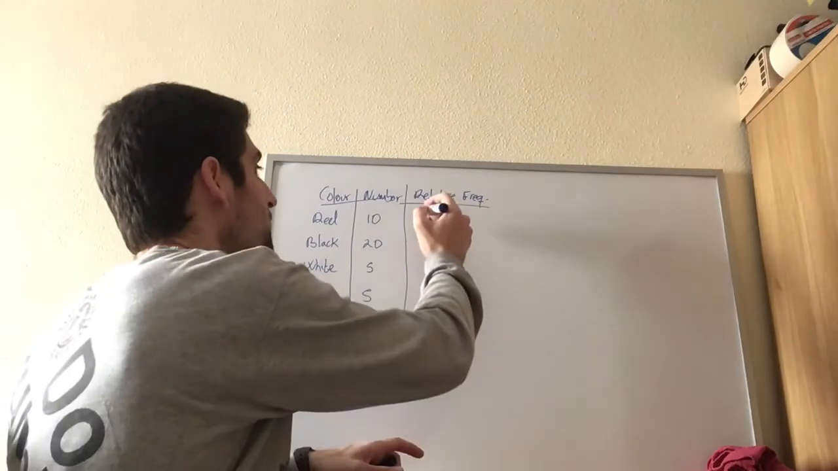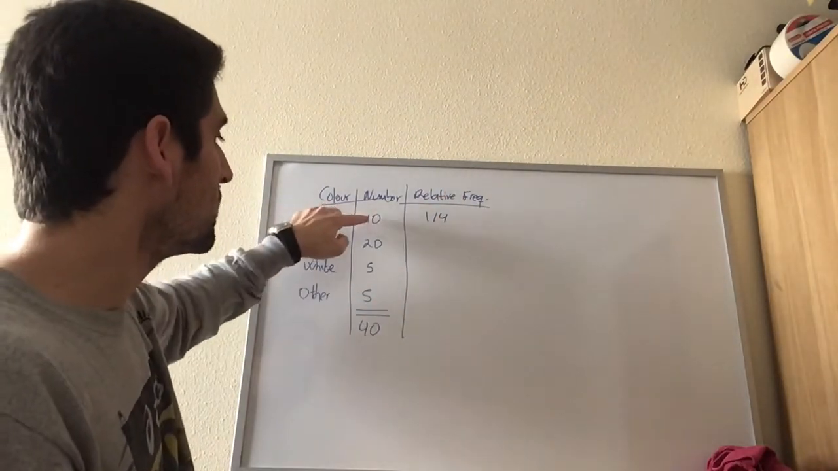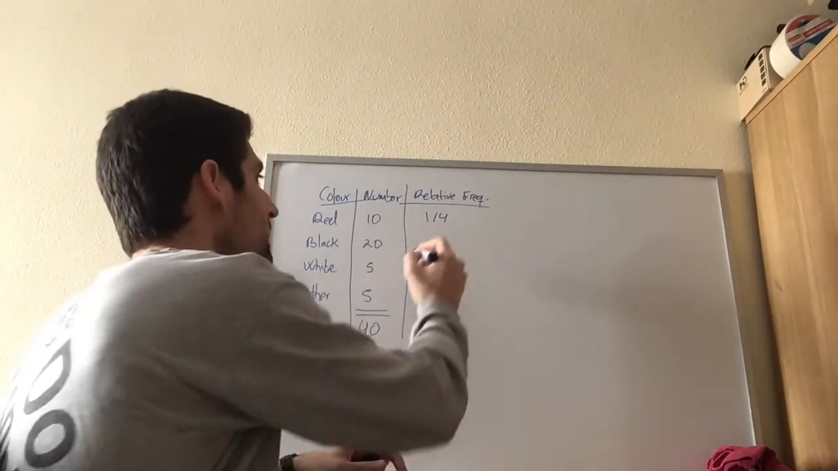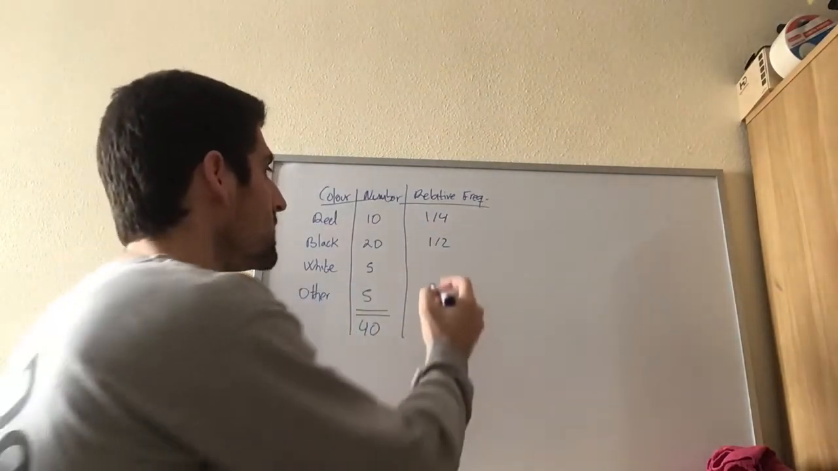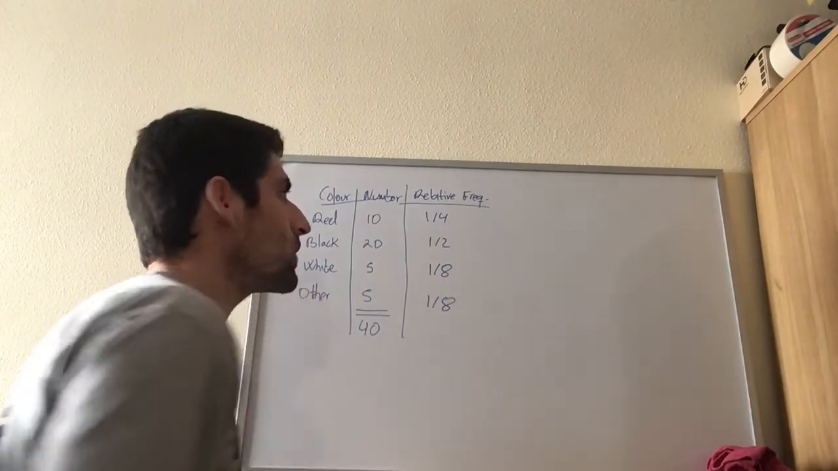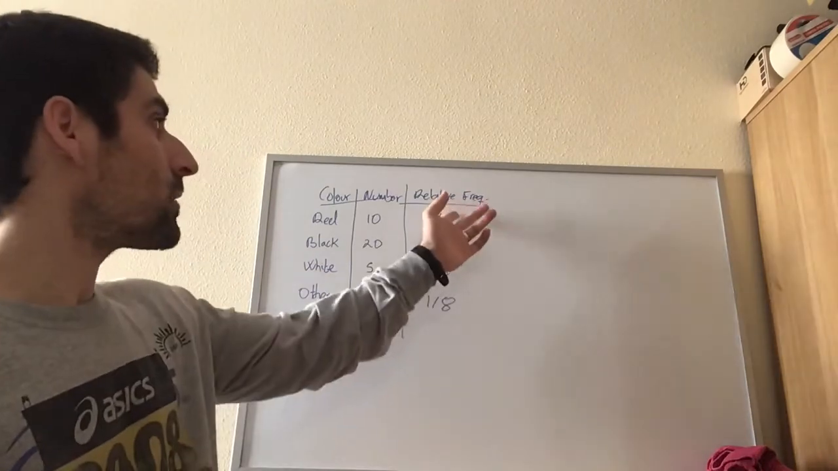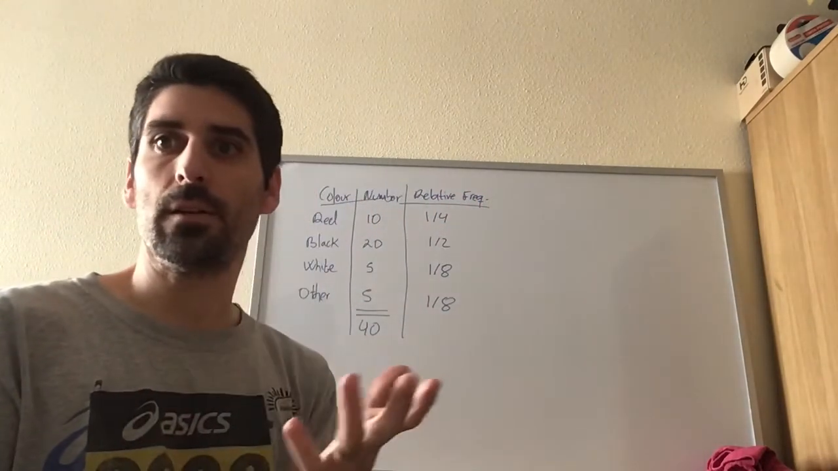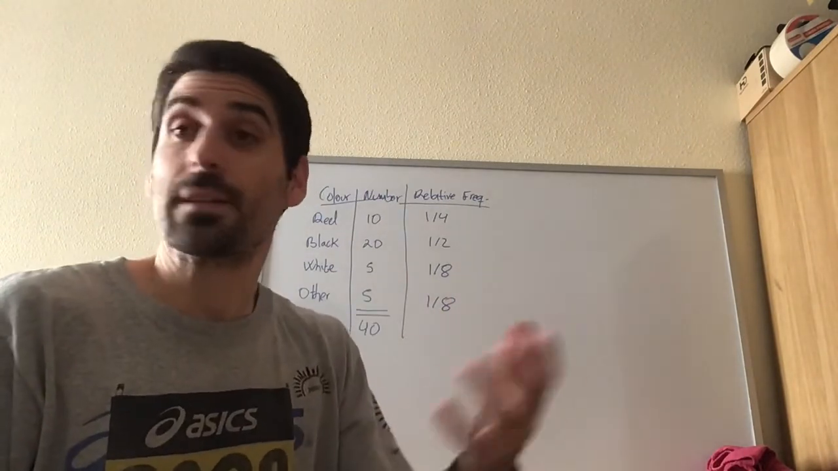So I had 1/4 because 10 divided by 40, or 10 out of 40, is 1/4. This would be 1/2. 5/40 is 1/8, and 5/40 is 1/8. And if you actually remember how to add fractions and you bother adding 1/4 plus 1/2 plus 1/8 plus 1/8, it all adds up to 1. So there you have it. That's my relative frequency, or my experimental probability.